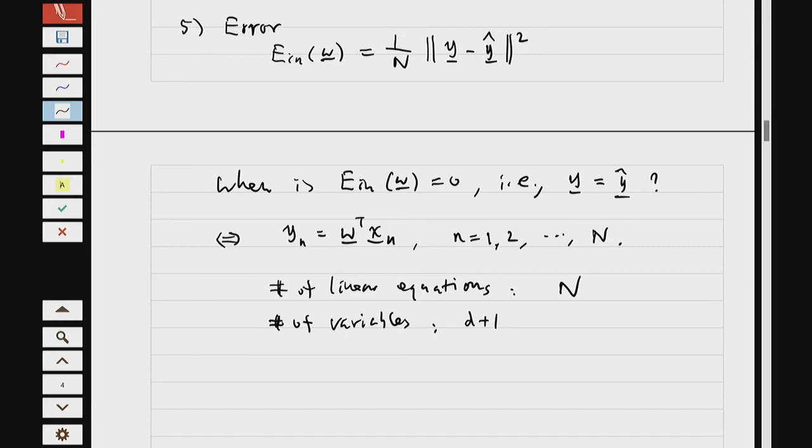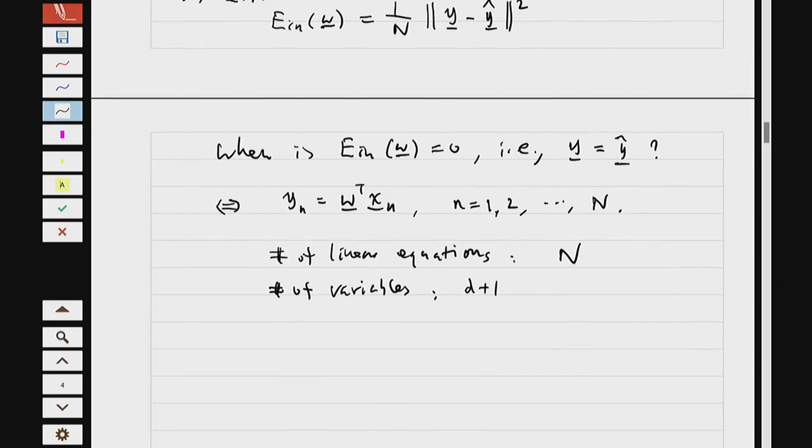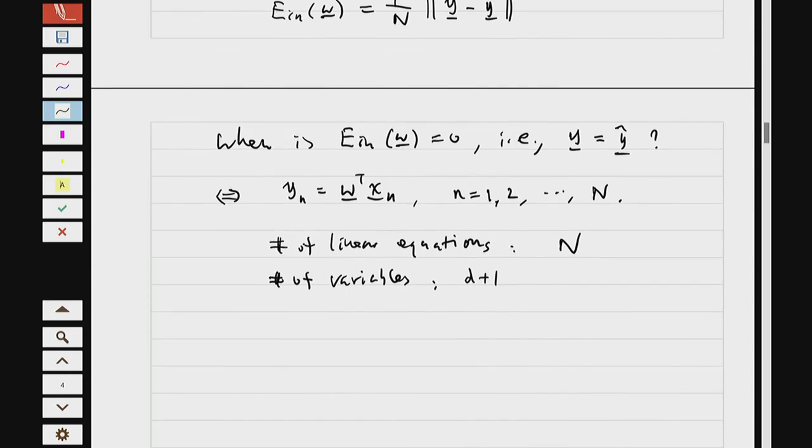Under what conditions can we solve this problem? You have n exactly equal to d plus 1. Then you have hope that you can have a unique solution. Unfortunately, in practice, you always want big data, right? n is huge. Usually n is much larger than d. So you cannot find the exact solution to this problem. This is an overdetermined set of linear equations.